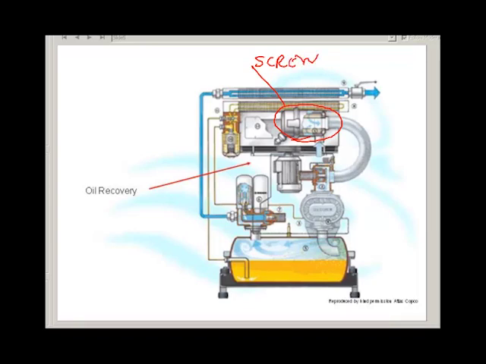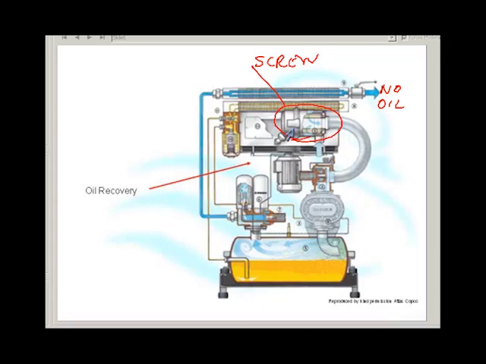The rest of it is oil recovery, because remember, we are not allowed to have oil being delivered, so there can be no oil there. So here is this bit here. That's where we actually do the compressing. The rest of this is to get the oil back out. The oil is taken back out and returned back to the screw.